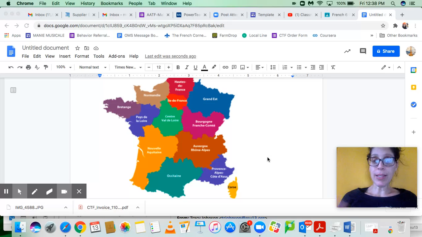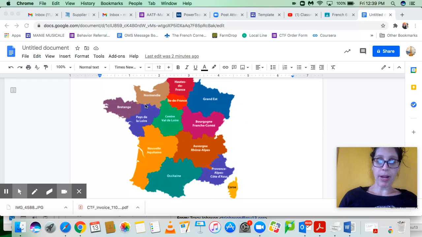So the United States is divided into states, right? And there's 50 of us. And France is divided, but their little sections aren't called states, they're called regions. So there are 13 regions of France. There used to be 22, and recently some of them combined to make bigger regions, and now there's just 13.